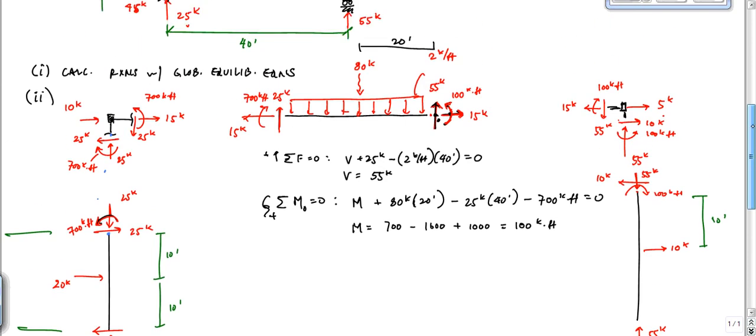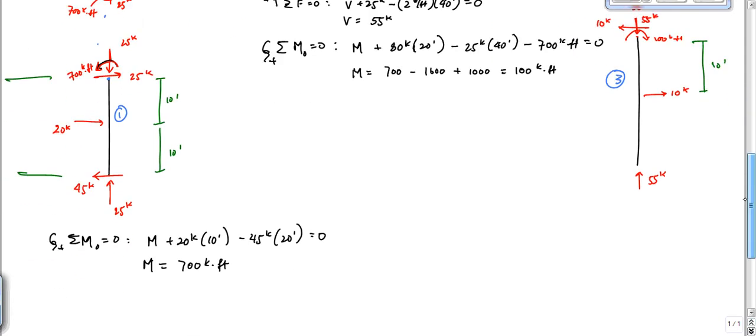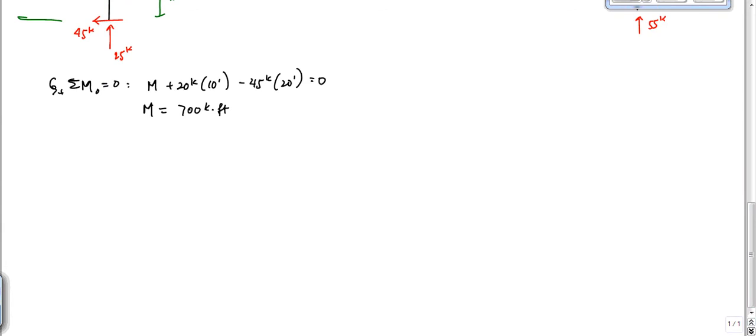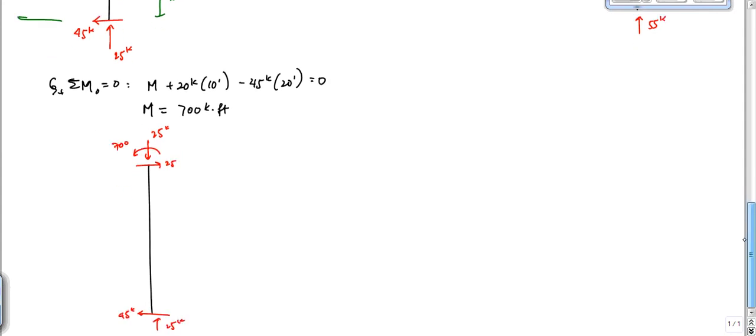Let me label these members for us. That way there's no confusion. There's member 1, member 2, member 3. At member 1, I have the horizontal right here. I have all the end moments and end loading. So I have here 25 kips this way, and then the 25, 25, 700, 25, 700. And I can draw my 3 diagrams.